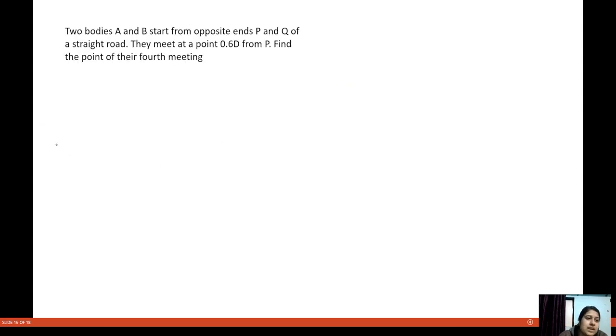Now look at this question. It is saying two bodies A and B start from opposite ends P and Q of a straight road. They meet at a point 0.6d from P. Find the point of their fourth meeting. So it is asking, when they are going to meet for the fourth time, where are they going to meet? Let us try to calculate this.